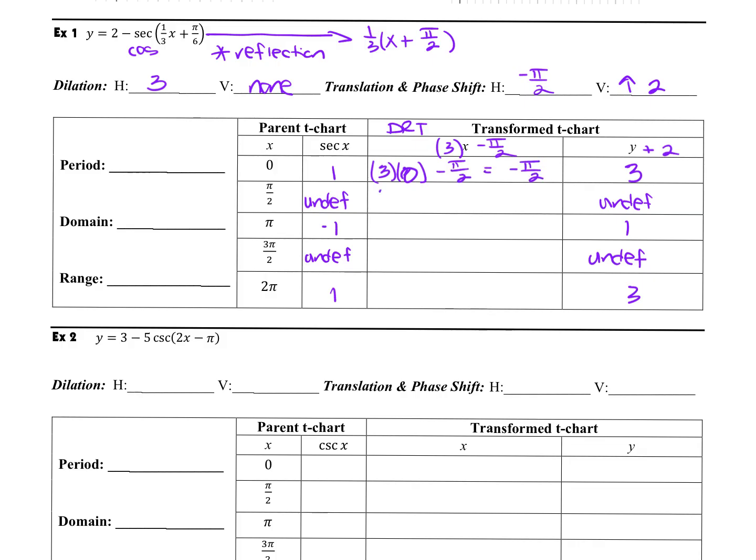Then we'll take the next x value, still going to multiply by 3, that's now 3 times pi over 2. Then we're going to subtract pi over 2. That gives us 3 pi over 2 minus pi over 2. I'm going to leave this as 2 pi over 2. The nice thing about this is now I can see that the increase from negative pi over 2 to 2 pi over 2 is 3 pi over 2.